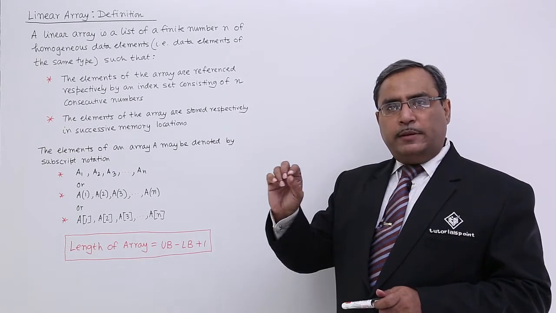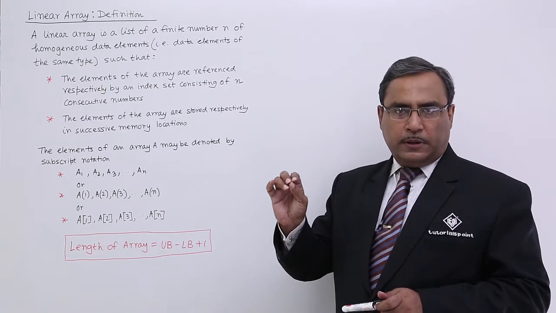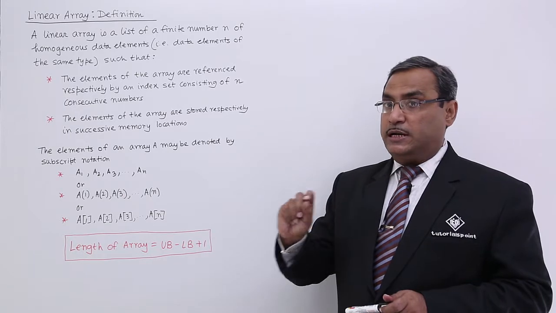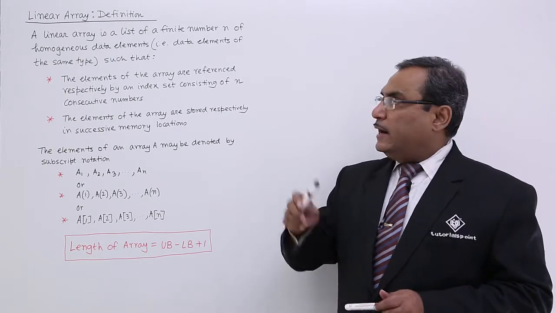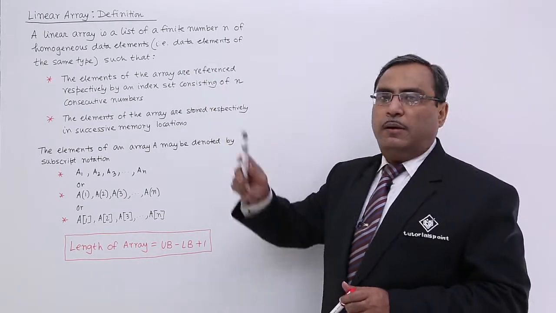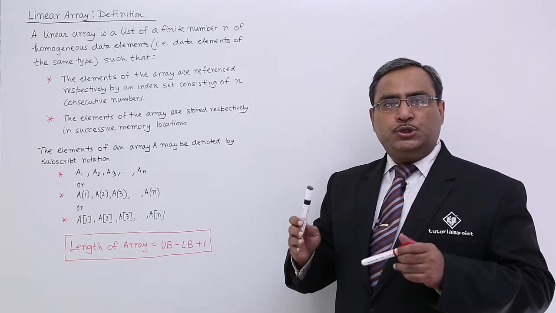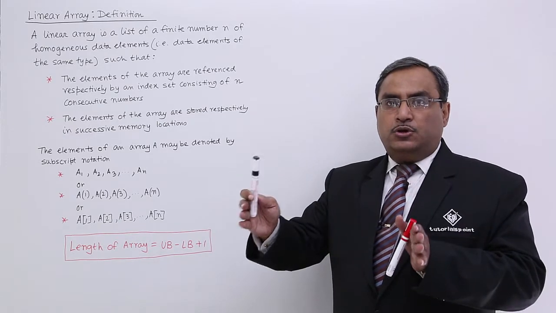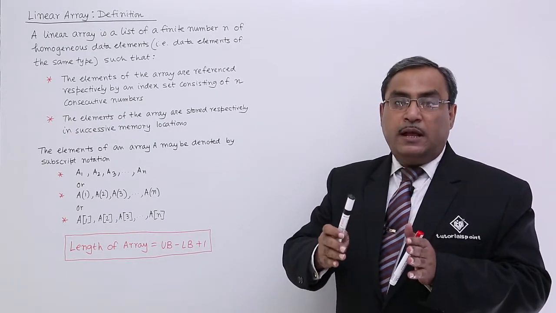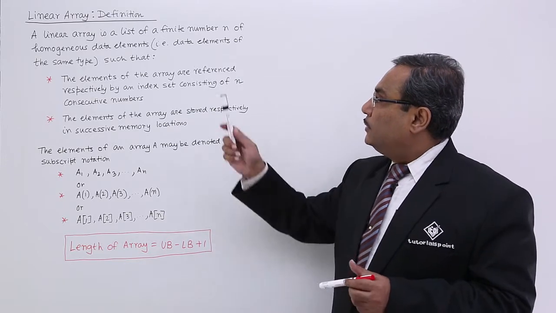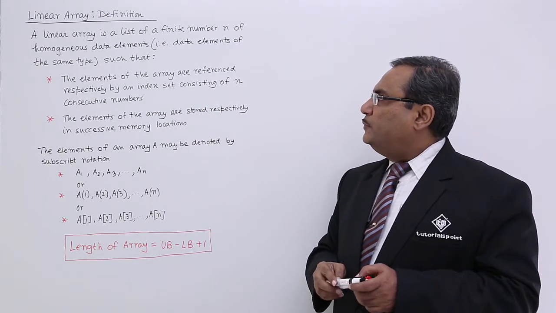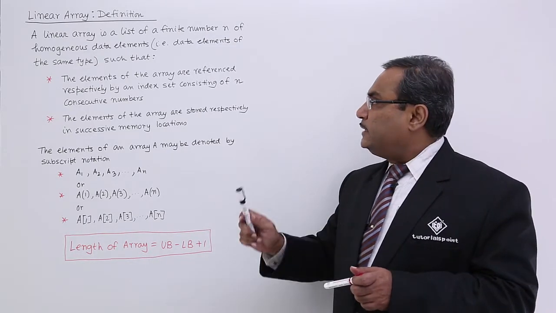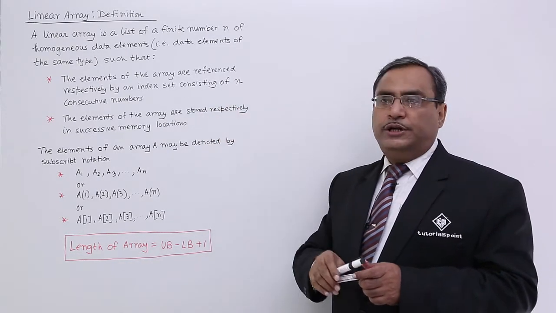That means all the data elements will be of the type float or double or long or integer or character. So they must be of the same data type, and that is very important. And another important thing is the finite number of elements. So an array should have some space reserved whose size will be finite to hold data of the same data type, that is homogeneous data type. Okay, such that the elements of the array are referenced respectively by an index set consisting of n consecutive numbers.